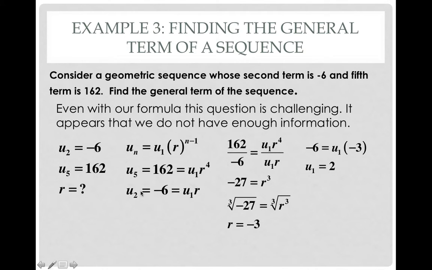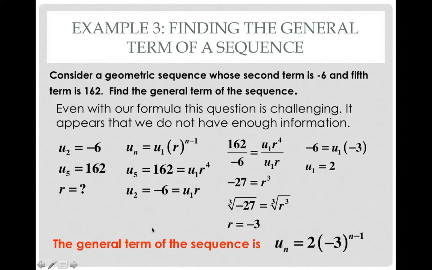So I've taken this second one. The numbers look nicer. I've substituted in for r, and now I've solved for u1. So now I have the first term and the common ratio, so I should be able to write a general term now. The general term is the nth term, so we write a formula for the nth term. Here's our first term is 2, the common ratio, and to the n-1 power. So that would be the final answer for that question.